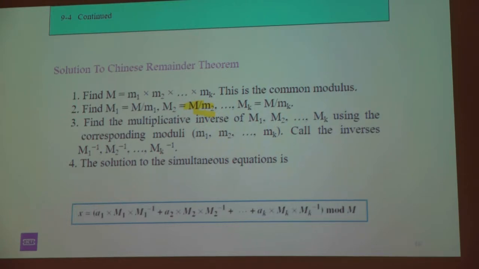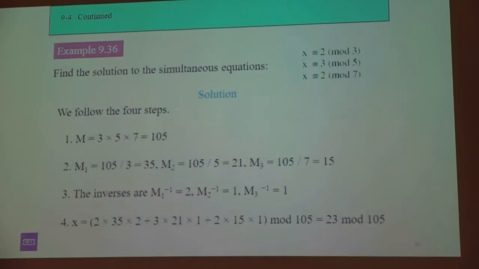So we'll find M, capital M. Then we'll find capital M1 for equation 1, capital M2 for equation 2, M3 for equation 3. Then after that, we'll find the inverses of these M's. So M1 to the power minus 1, the inverse, right? Then we use this equation to find the value of x: a1 times M1 times M1 inverse plus a2 times M2 times M2 inverse, and so on until n. Very simple. So let's see how it works.